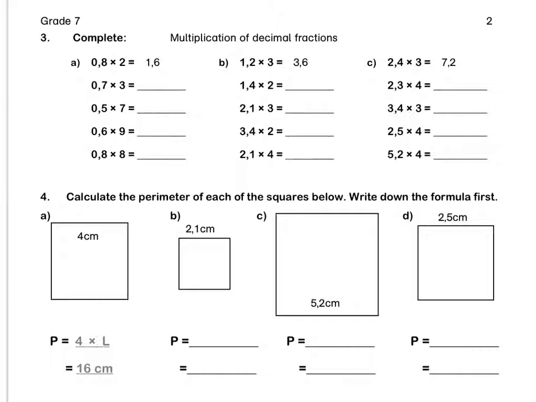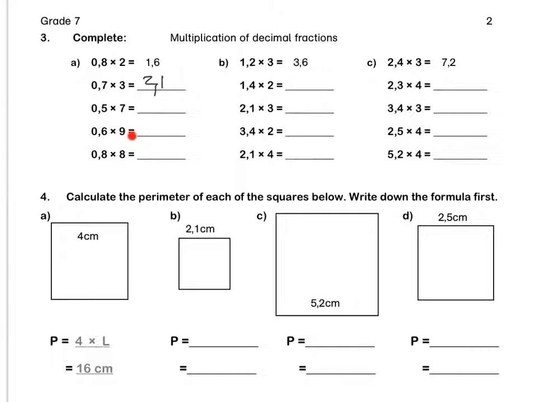Let's look at this question. We've got 0,7 times 3. We say 7 times 3 is 21. We have one decimal place in our question, so we need one decimal place in our answer.